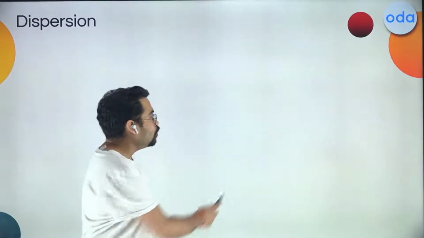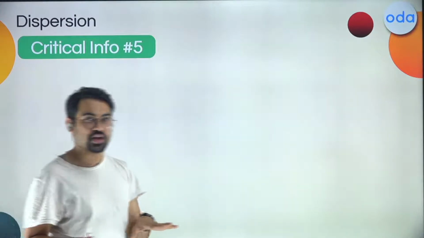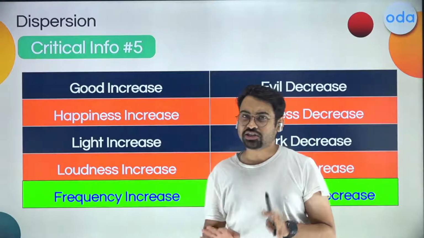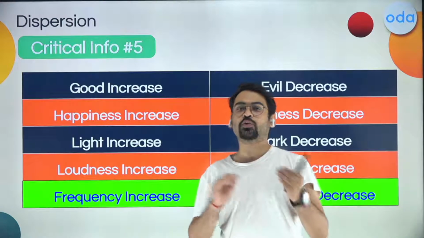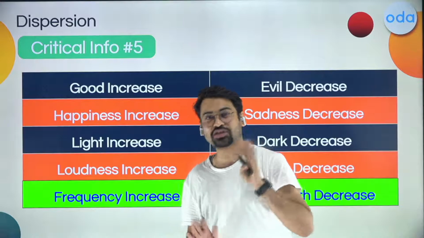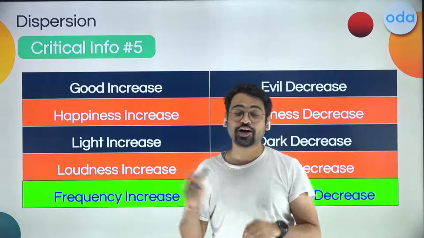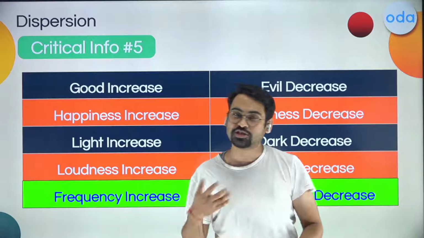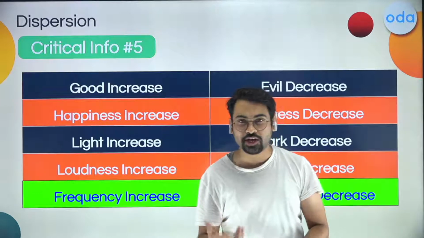If you want to just summarize everything in a nutshell now, critical information number 5 will help you remember it more easily. It's just about to tell you that frequency and wavelength are just the opposite of each other. If you just remember this much, you are ahead of at least 95% of the students in your class because they fail to remember so. So what can you remember here?